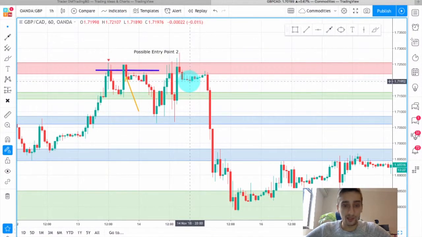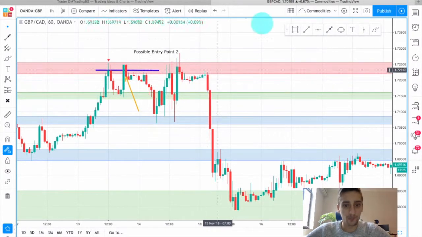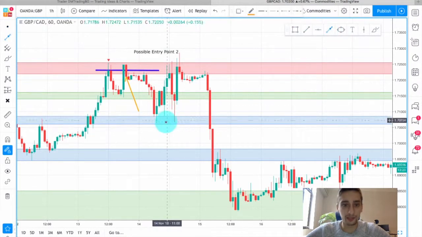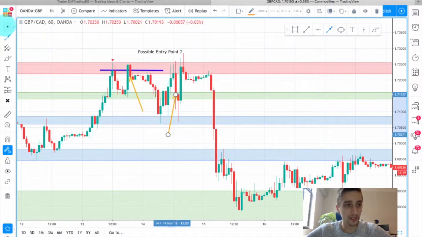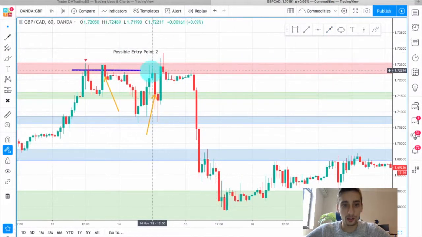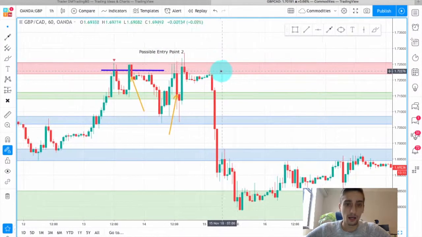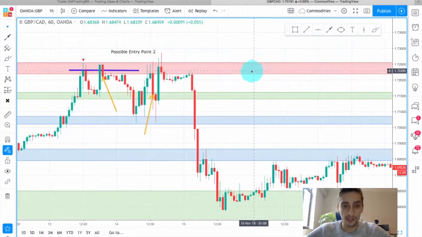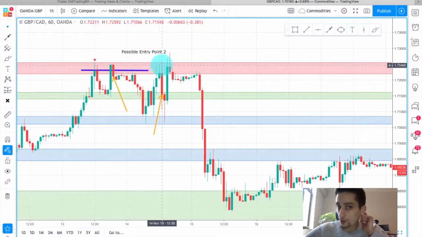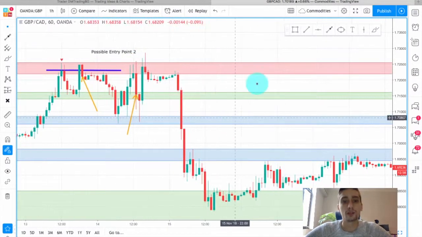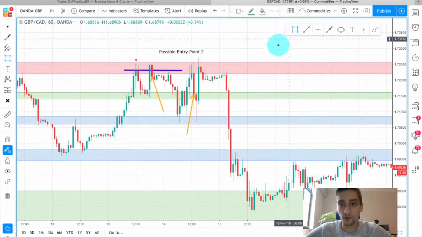Other possibilities on the H1, of course, you could have entered here if you're using candlestick formations as a signal. You can see we have a bearish engulfing, the price once again bounces from this H4 resistance, so it was a good spot. Depending on where you placed your stop loss here, you either got touched or you didn't, and you got that move.